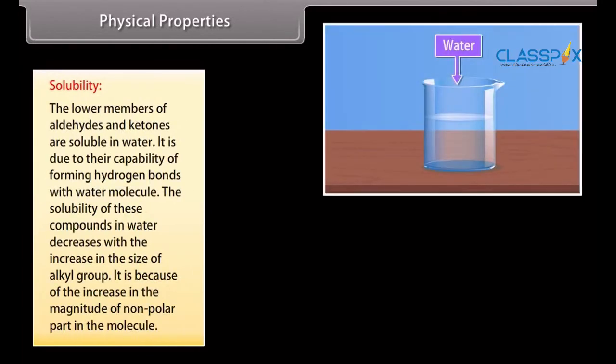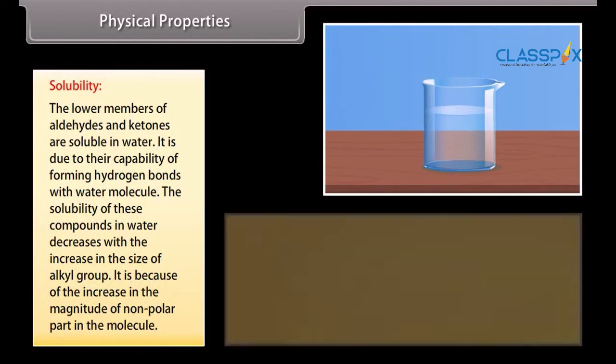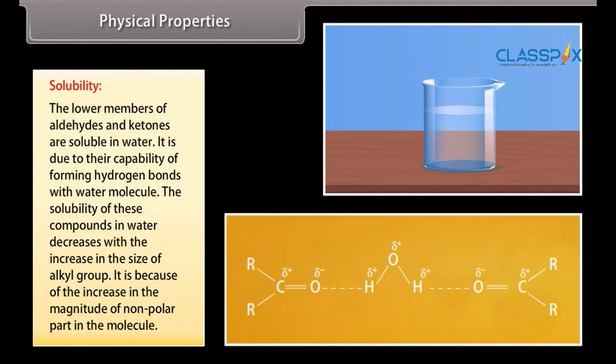Physical properties. Solubility. The lower members of aldehydes and ketones are soluble in water. It is due to their capability of forming hydrogen bonds with water molecules. The solubility of these compounds in water decreases with the increase in the size of the alkyl group. It is because of the increase in the magnitude of the non-polar part in the molecule.